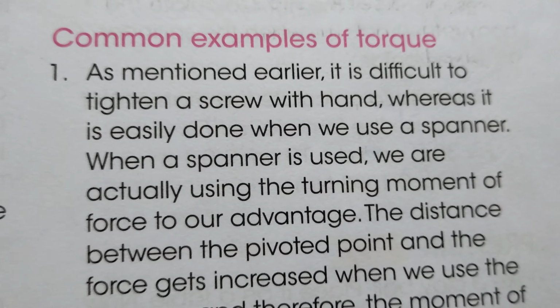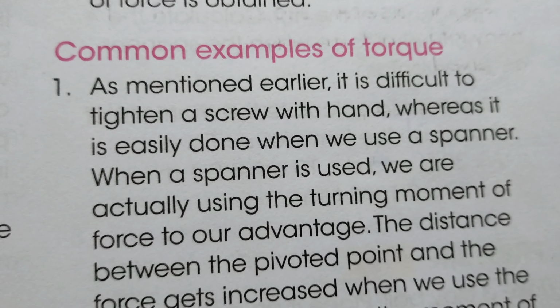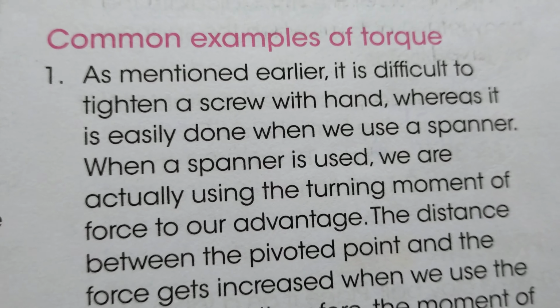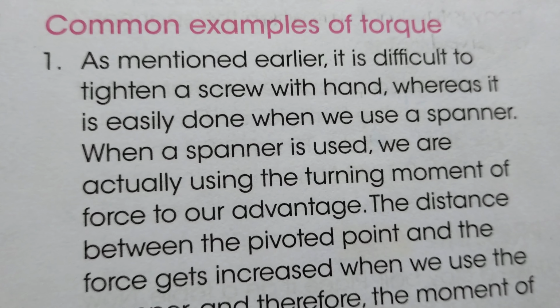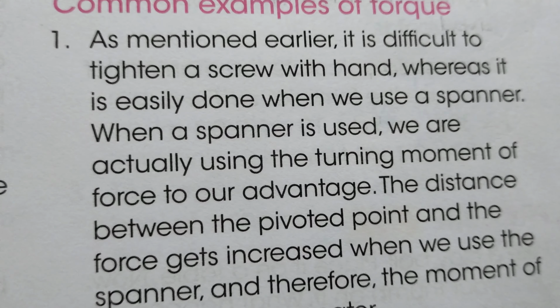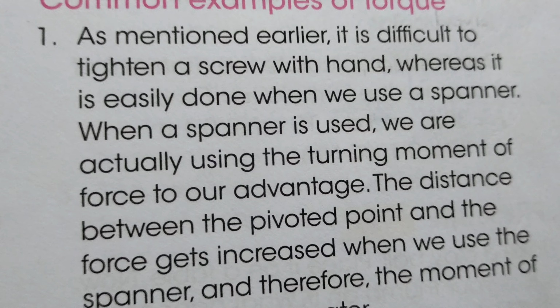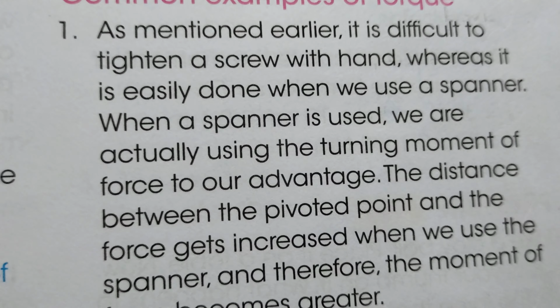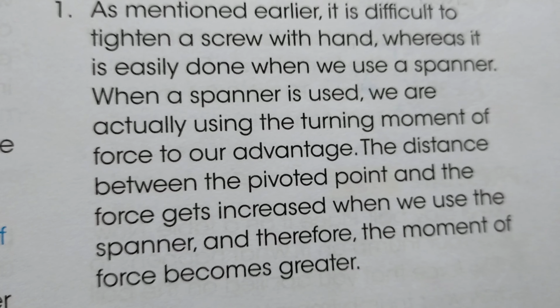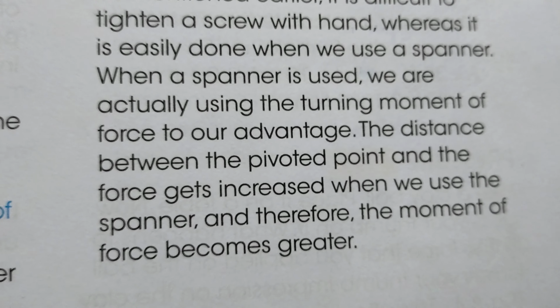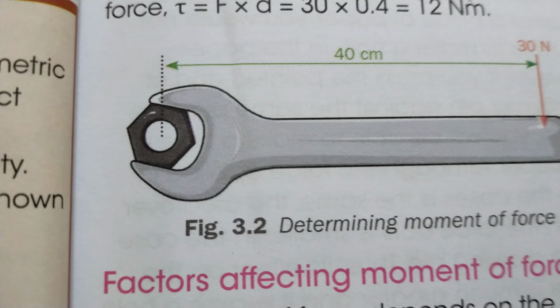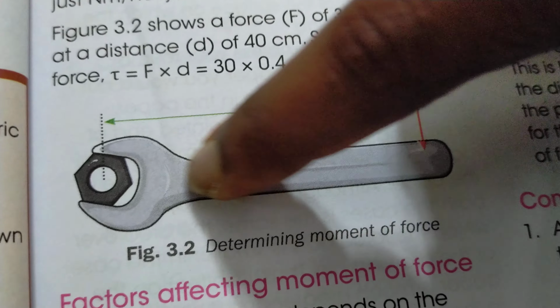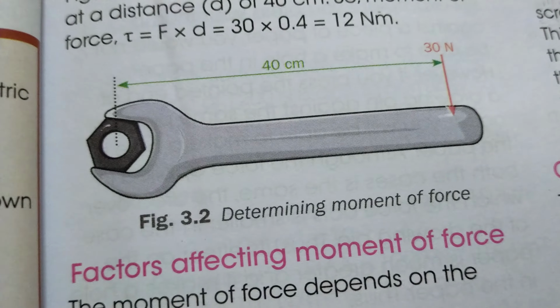You see, as mentioned earlier, it is difficult to tighten a screw with the hand, whereas it is easily done when we use a spanner. When a spanner is used, we are actually using the turning moment of force to our advantage. The distance between the pivoted point and the force gets increased when we use the spanner, and therefore the moment of force becomes greater. This is a spanner, right? Generally, in common language, we call it a wrench.